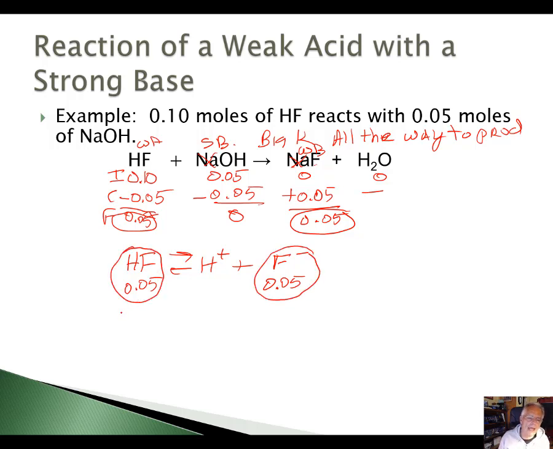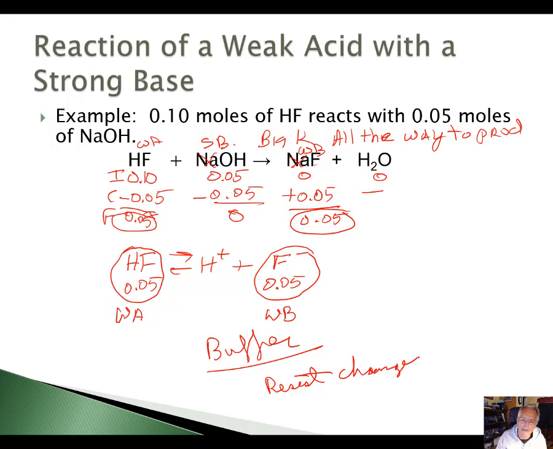Anytime I have a reasonably similar amount of weak acid in the same solution with its conjugate weak base, I have what we call a buffer system. And buffer systems resist changes in pH. They resist changes in pH. And how do they do that? By absorbing small additions, the addition of small amounts of acid or base.